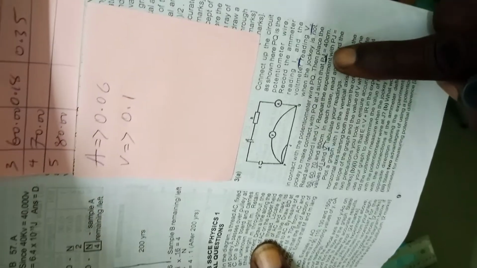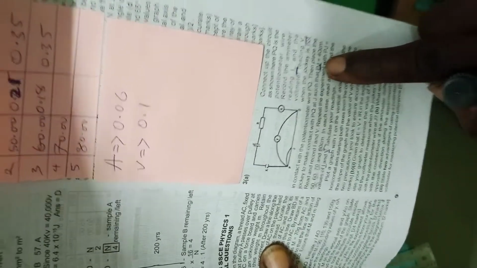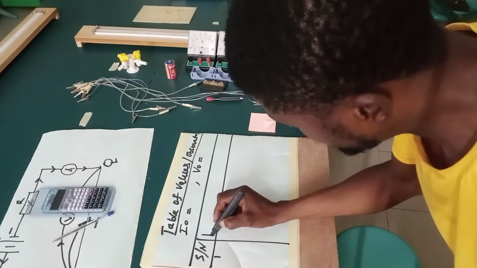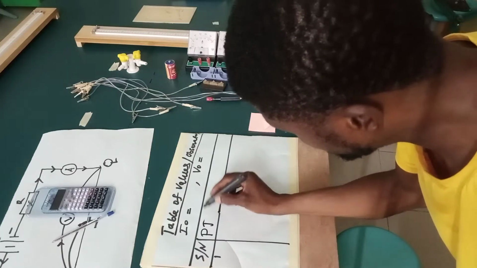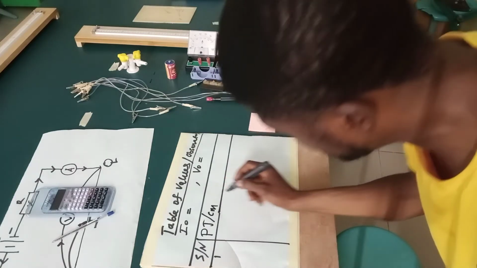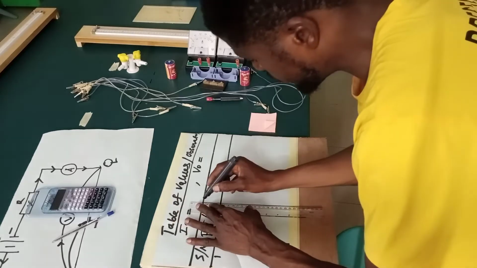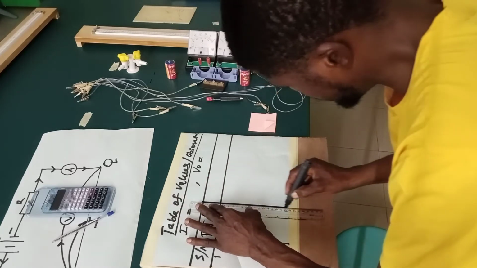So the next thing is pj. We record pj here. pj / cm. You draw a line. Good.